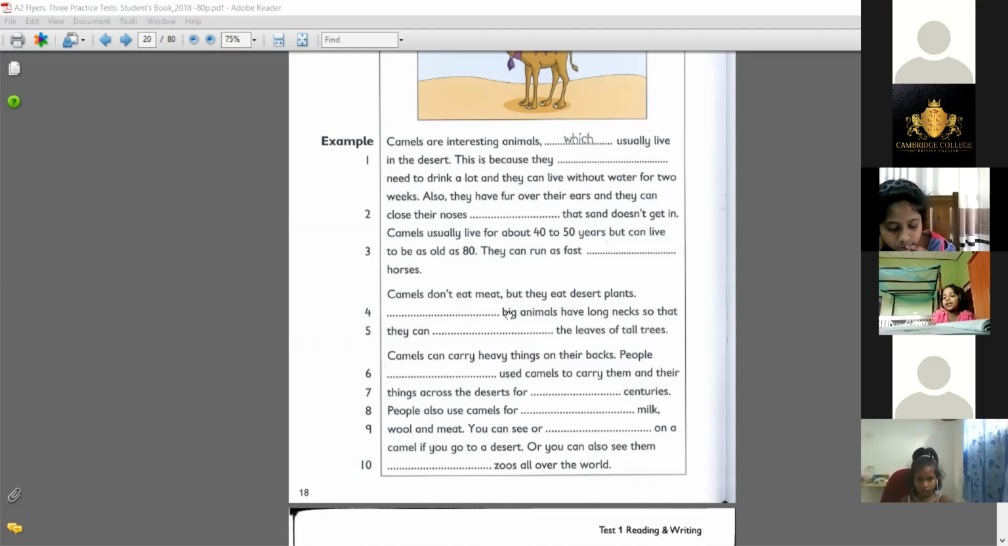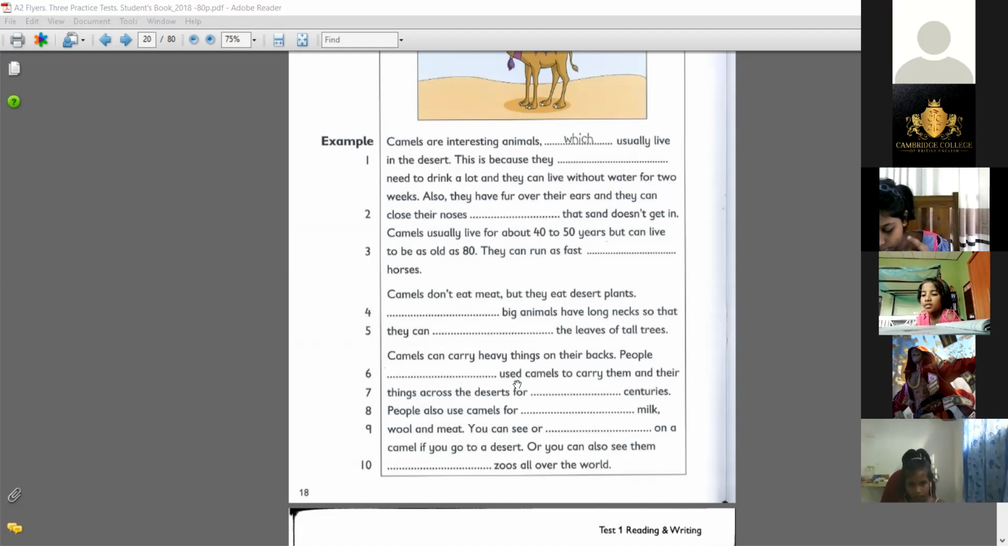Camels can carry heavy things on their backs. People blank used camels to carry them.